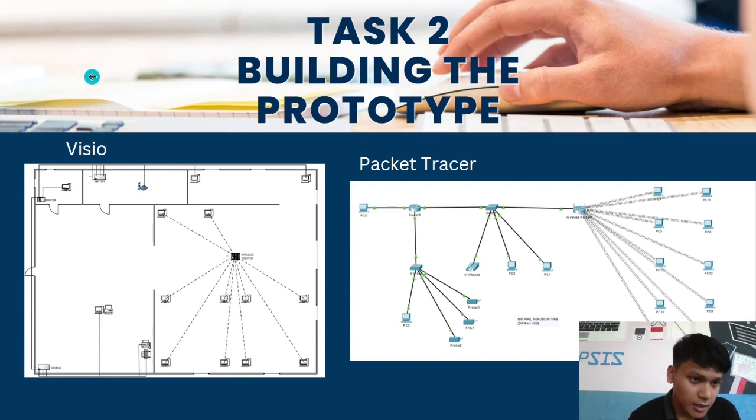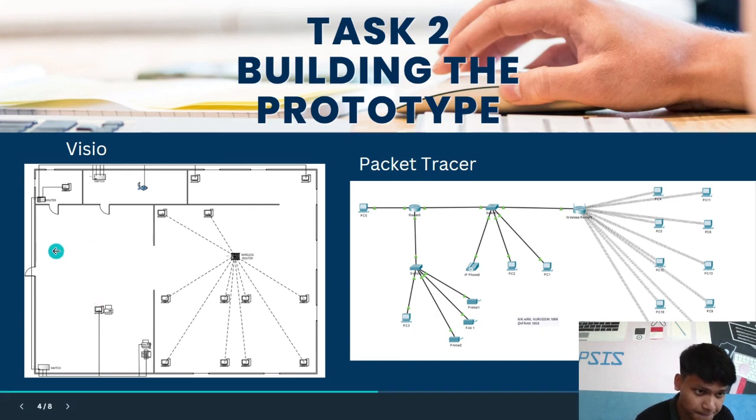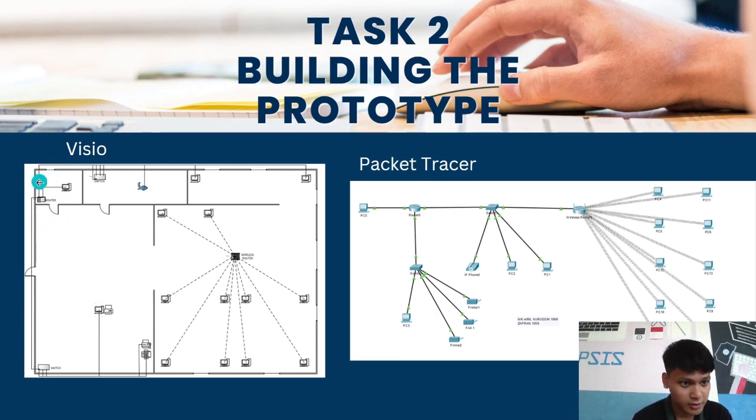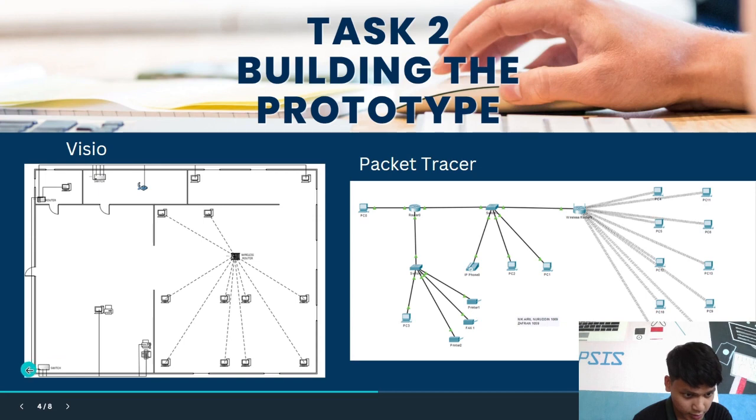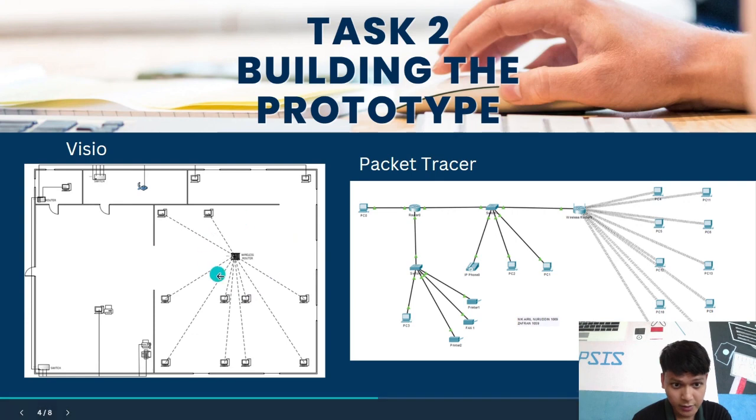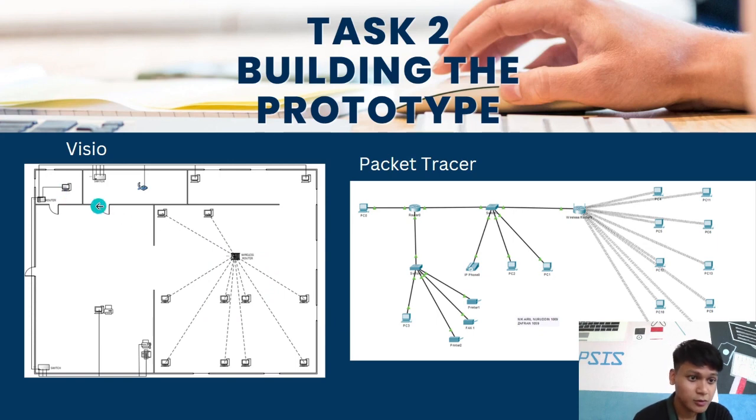For our floor plan, we are using Visio, and as you can see, we add a router at this room. We add a switch at this room, and we add another switch at this room, and the wireless router at the center of the office that is full of PCs. We put a switch here because this room has a lot of space. We put a router here and we put a switch.